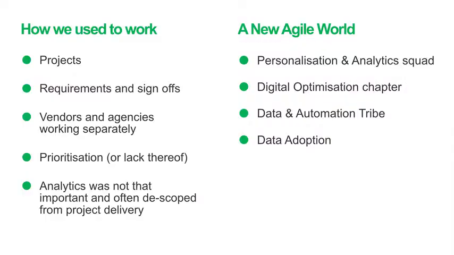I mentioned the digital optimization chapter before. We also have a whole tribe that's dedicated to data and automation, which is a real asset. And then one of the other areas of the business is data adoption. Within that, we also have marketing automation as a chapter, but also data adoption in general. So helping the business understand what data is available, how they can use that data, get insights from that data, and make data-driven decisions. Now, I'm not saying that we've totally solved everything on the left with what's on the right. There's still a little bit of work to do, but we've got the framework and the foundation in place now to do things better.